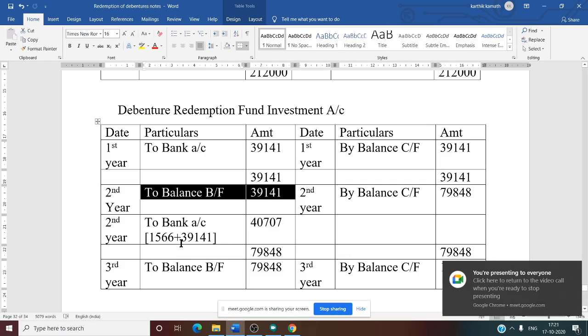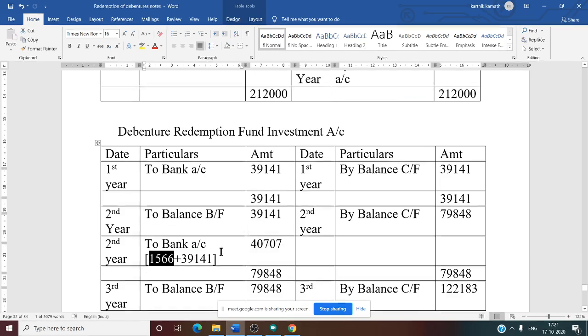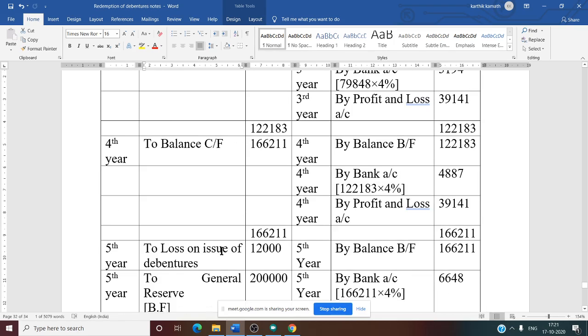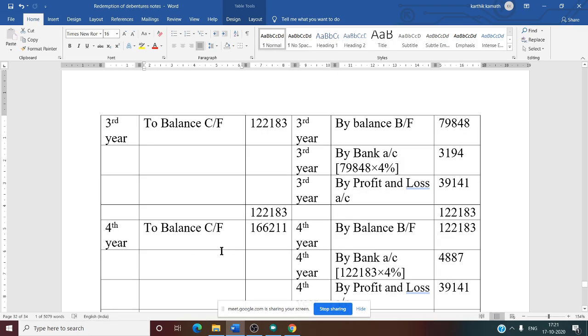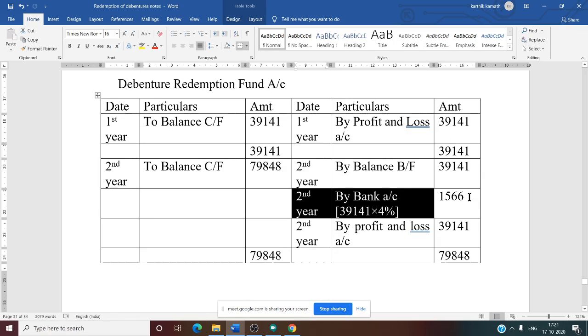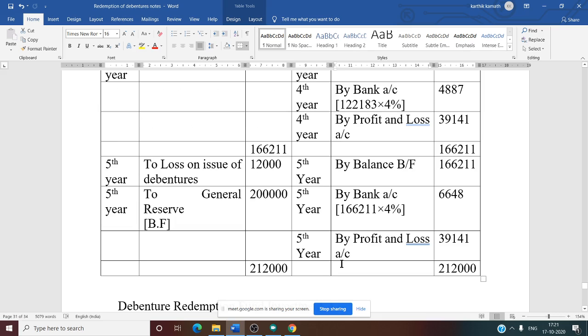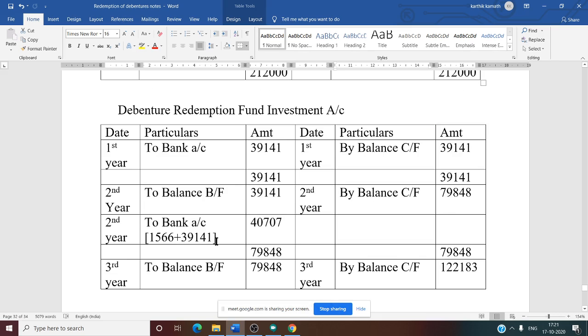So, how to calculate interest? Either you calculate on the opening balance or you can see the previous account. What is our previous account? Previous account is debenture redemption fund account. See the debenture redemption fund account for the second year. See this, in the debenture redemption fund we have written 1,566. That is second year interest. Same interest you are going to write in debenture redemption fund investment account.